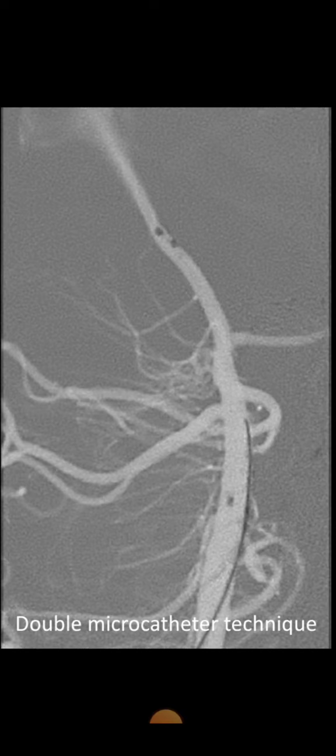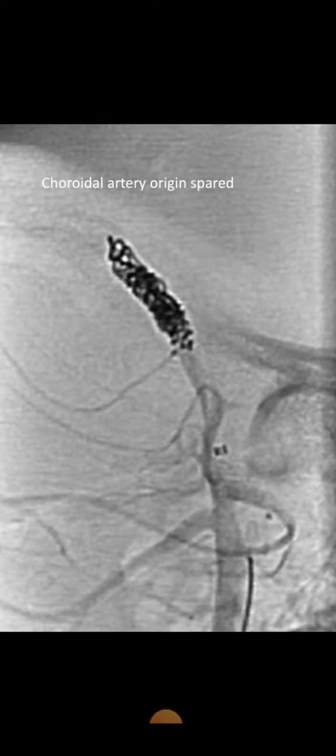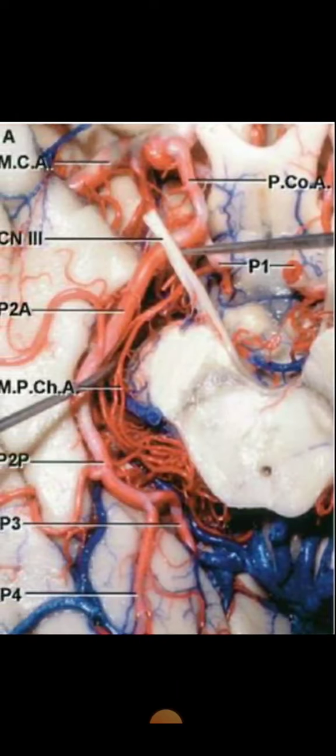The first coil is deployed from the initial catheter. Then the second coil is deployed from the second catheter. Once coil stability is achieved, the first coil is detached. We were able to achieve a focal occlusion with preservation of the origin of the choroidal artery. This is the initial run, and a few minutes later there was complete occlusion of the aneurysm with preservation of the choroidal artery. We would like to discuss the importance of the medial and lateral posterior choroidal arteries.